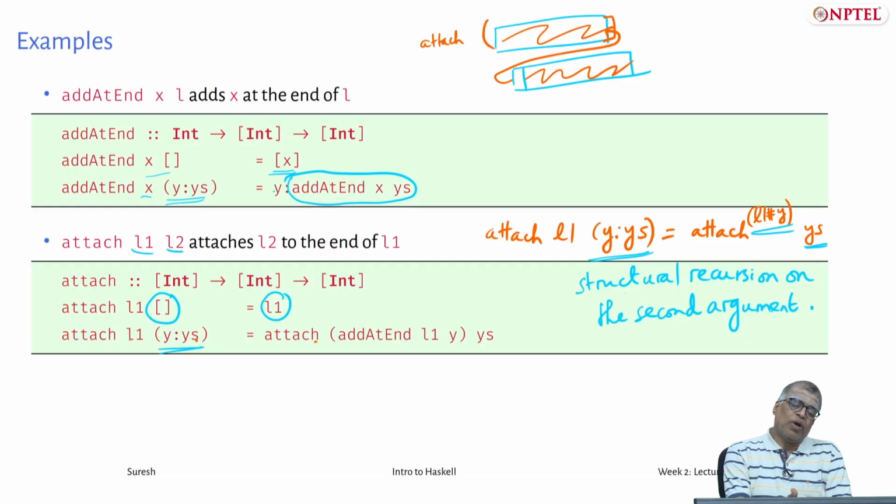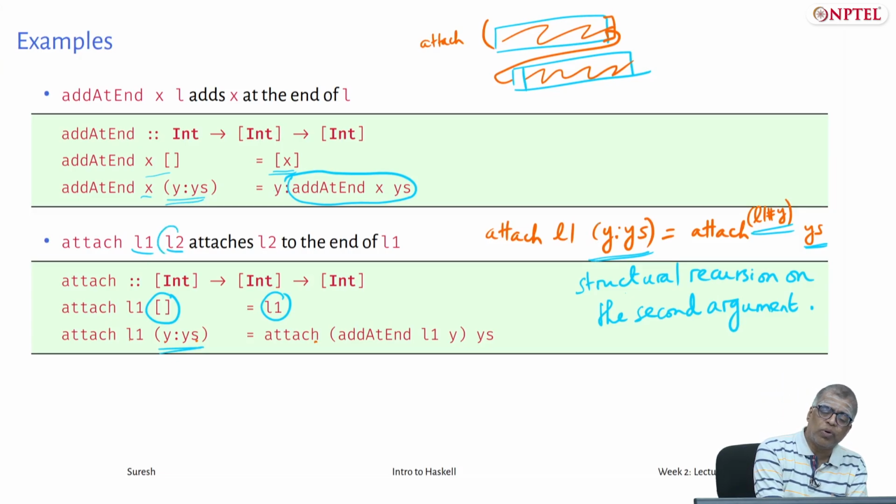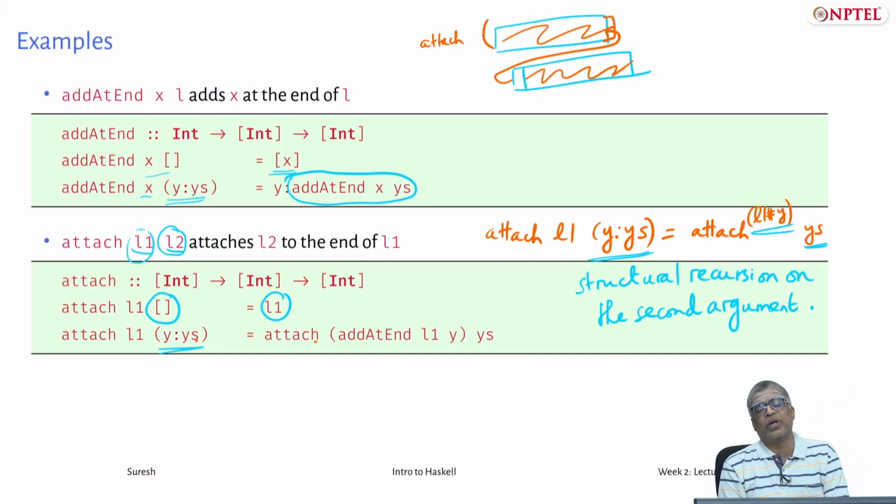And if you can add one element to the end of a list, you can also add a bunch of elements to the end of a list, or in other words, you can add a whole list L2 at the end of L1. There are two ways of programming it. You can do structural recursion on the second argument, but if you do that, you will have to call the add at end function during every recursive call. And that is costly because add at end has to traverse the whole list.